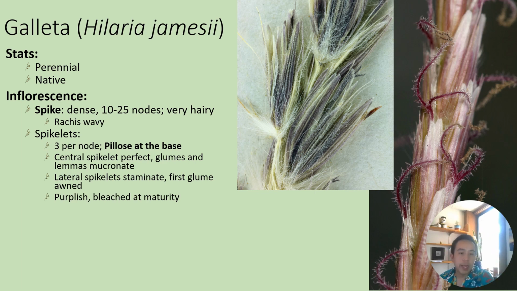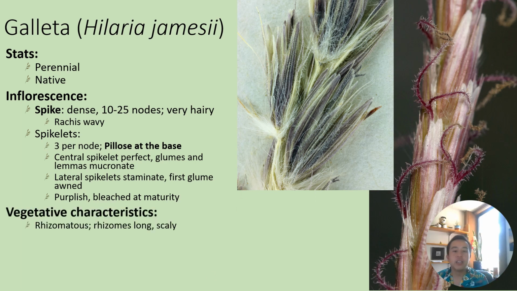Oftentimes the lateral spikelet is staminate, and the first bloom is awned. That means the first lateral spikelets are often not perfect. And usually it gets a purplish hue and becomes a little bit more bleached colored at maturity. And so you can see this bleached color around the blooms especially.